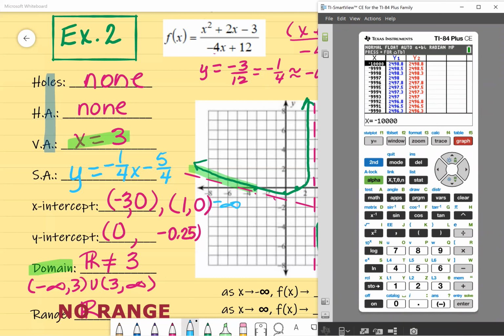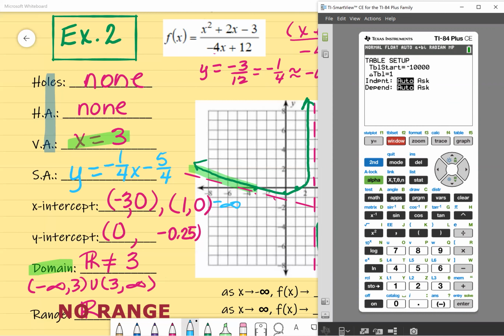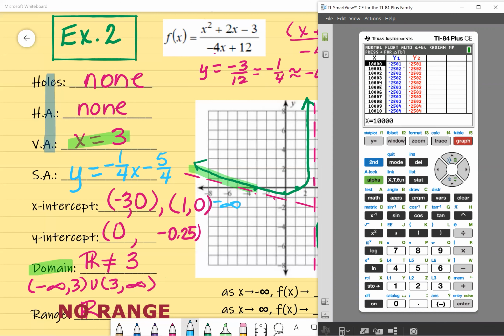So if I go to second window and I take that negative out, all I have to do is hit delete, go back to second graph. Now, if it's positive infinity, what's going to happen? And then it's showing me that it's a negative big number. So that's negative infinity.